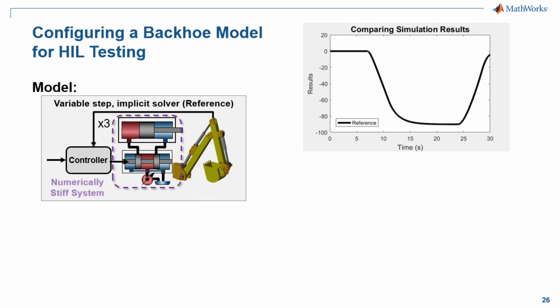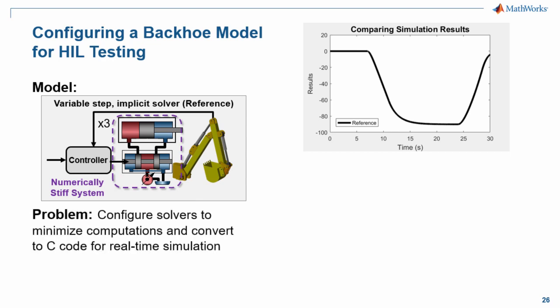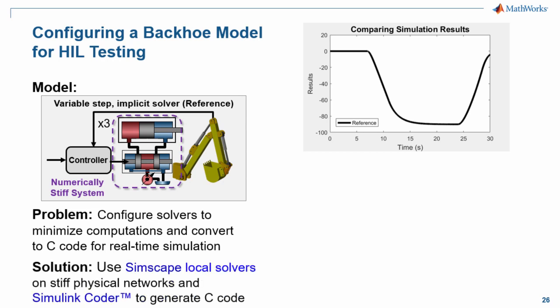However, portions of our model are numerically stiff. We will need to configure the solvers so that it is real-time capable and convert it to C code so that we can use it in real-time simulation. We will use the Simscape local solvers and Simulink Coder to do this. Here are the steps that we'll go through.